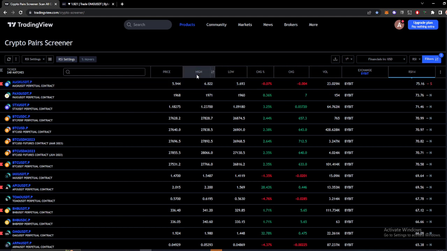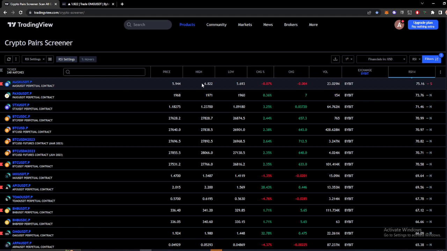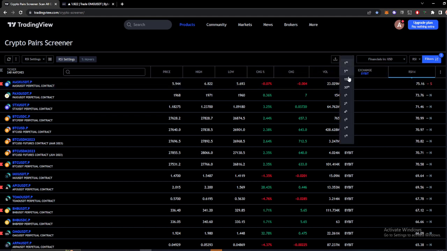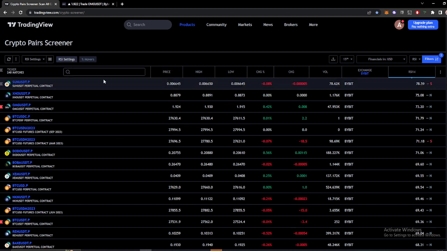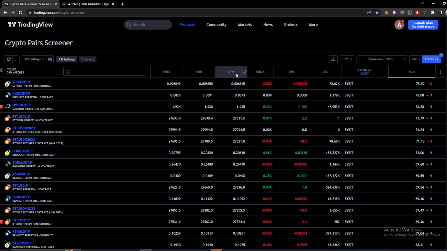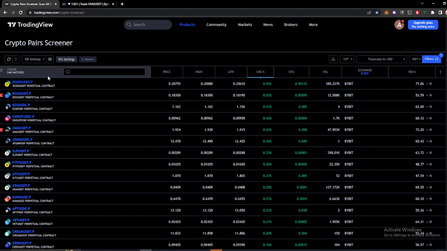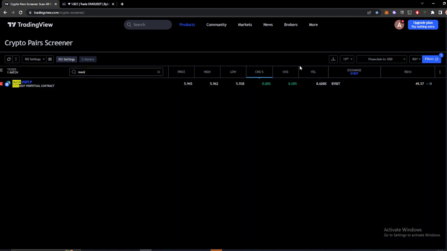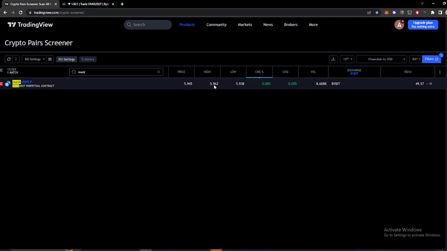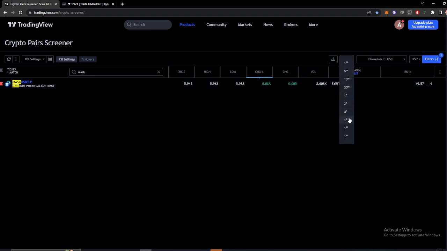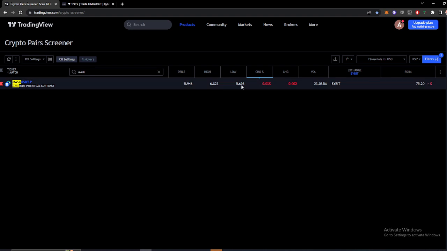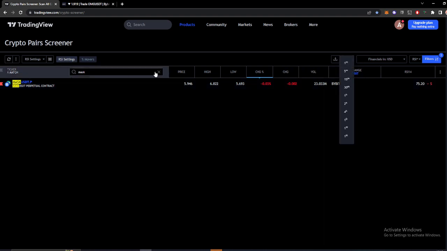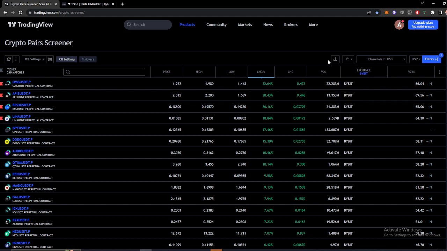If you're looking at the daily, the high for Mask is 6.822 and the low is 5.693. If I look at something on the 15-minute, the high is 0.006650, and it's very small changes, if that makes sense. If I filter it like this and type in Mask, the 15-minute high and low is 5.962 and 5.938, whereas the daily high and low is 6.822 and 5.693. My point being, the high and low will change according to the time frame that you choose here. These are the time frames I use, very straightforward.